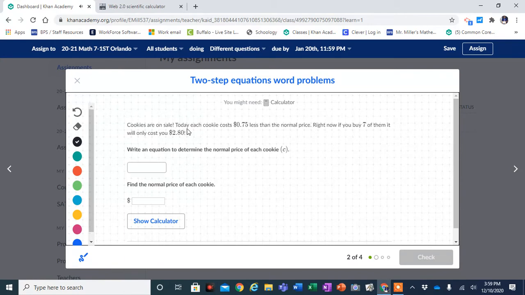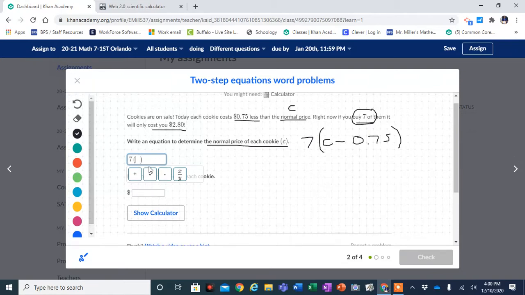Cookies are on sale. Today each cookie costs 75 cents less than the normal price. Right now if you buy 7 of them, it will only cost you $2.80. They tell us the normal price is C, so 75 cents less than C would be C minus 0.75. And then we have 7 of them, so that whole thing would have to be multiplied by 7.